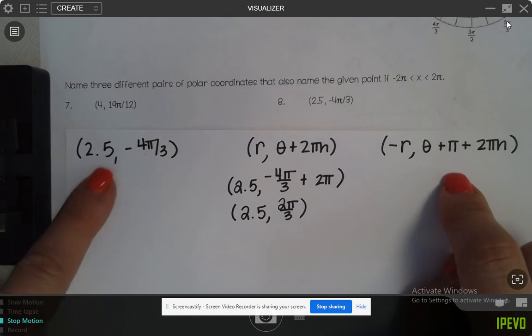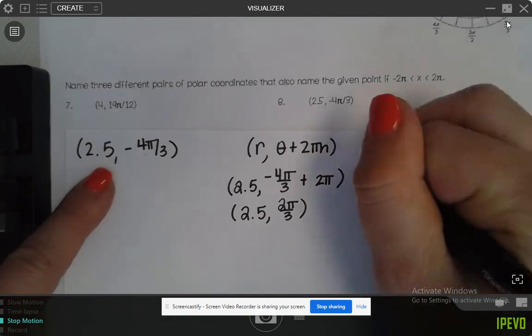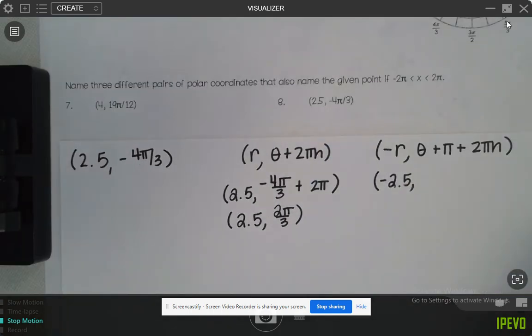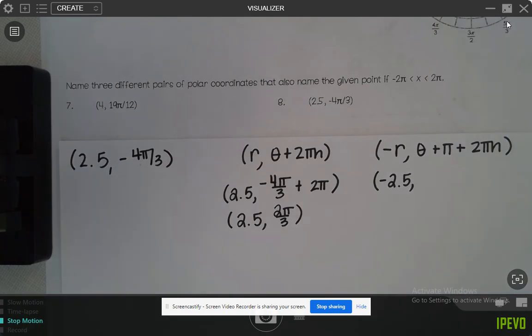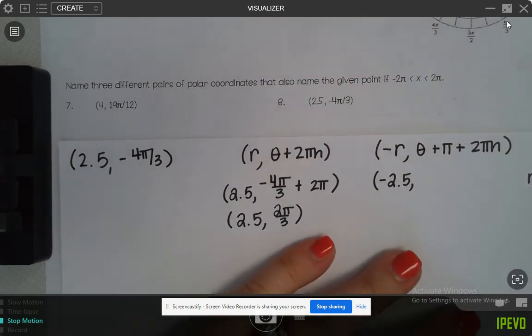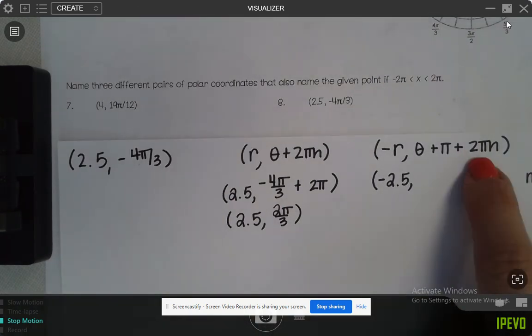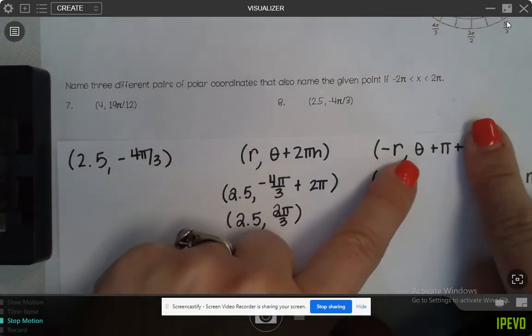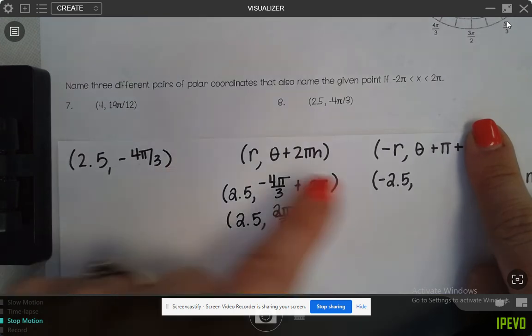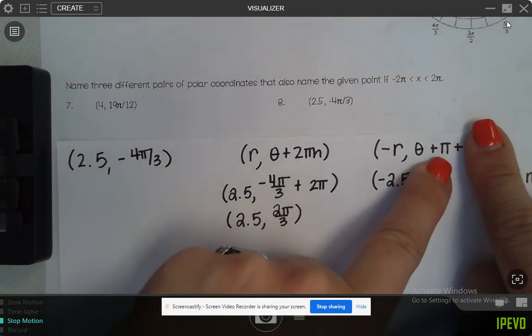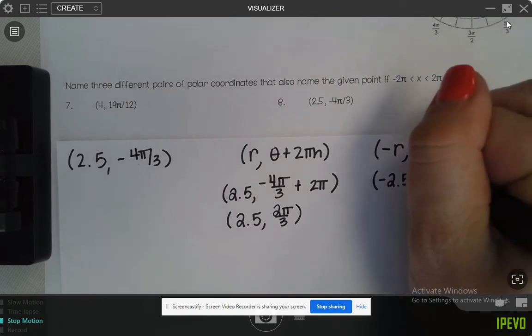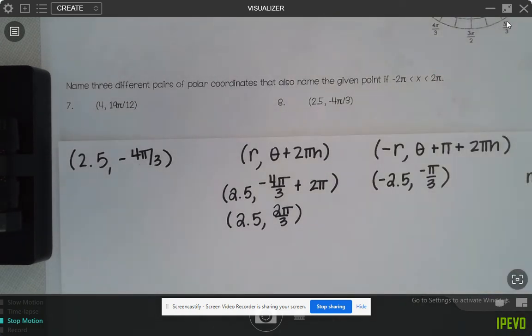Okay, so here's my original. What's my new radius going to be? Negative 2.5. And the first one you always want to do is when n equals 0. Every single time. So if n equals 0, am I dealing with this at all? No, okay? So now what do I need to do? I need to take my angle, which is negative 4 pi over 3, and add 3 pi over 3. So negative 4 plus 3 is negative pi over 3.